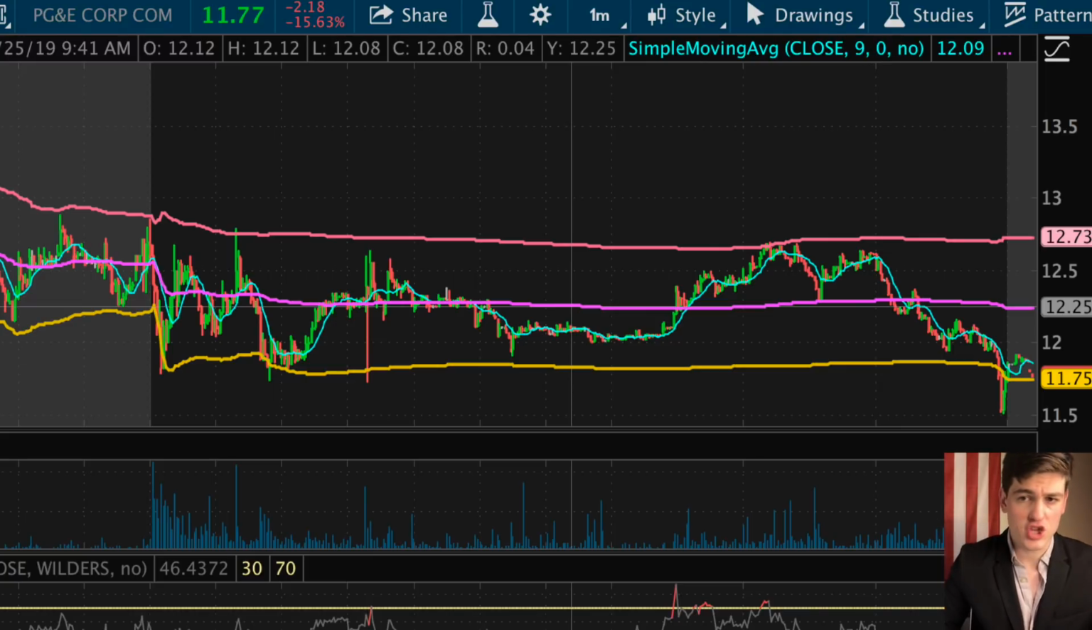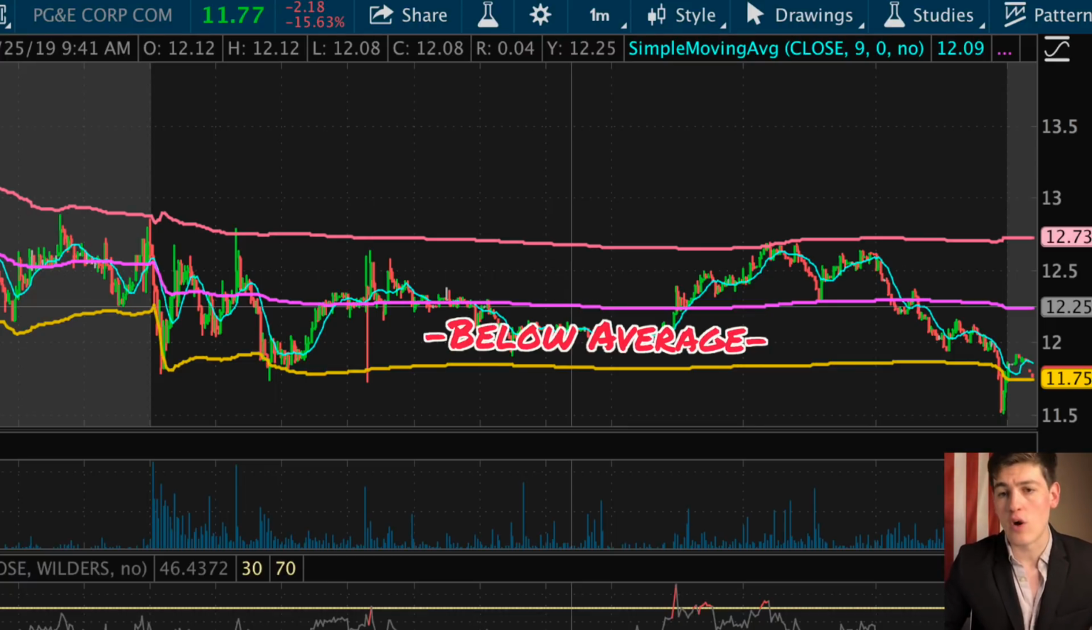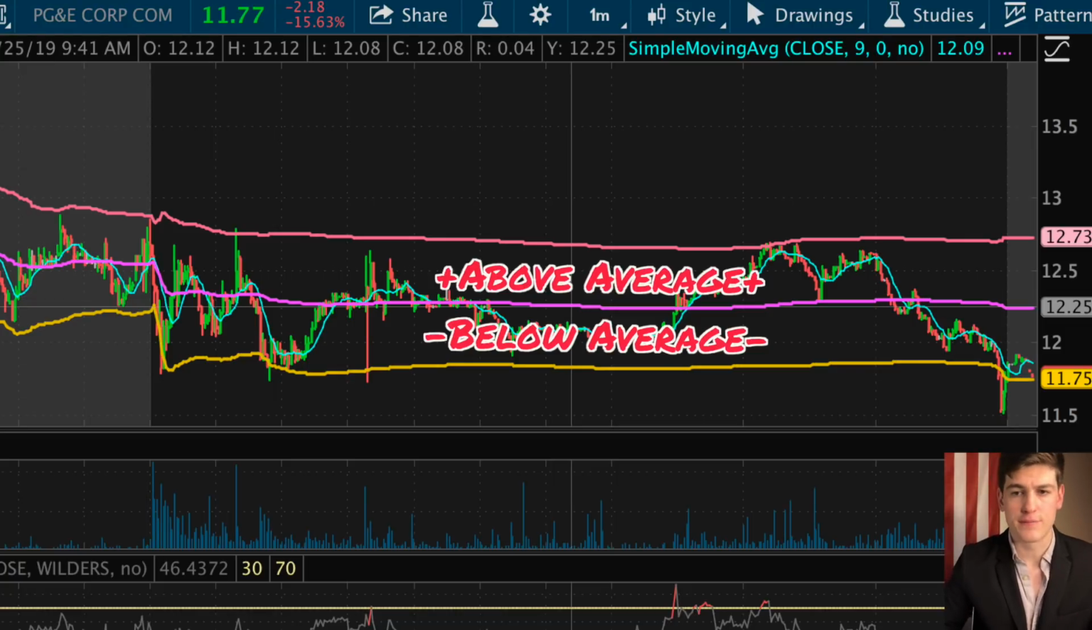So returning to PCG, we can now go on and better analyze what is going on with the knowledge that we just learned. A dip below this purple VWAP line means that shares are being traded below average, and a move above the purple VWAP line means that shares are being traded above average. This is important because it's good to know whether or not you're buying in at a higher than average price or at a lower than average price if you're taking a position.